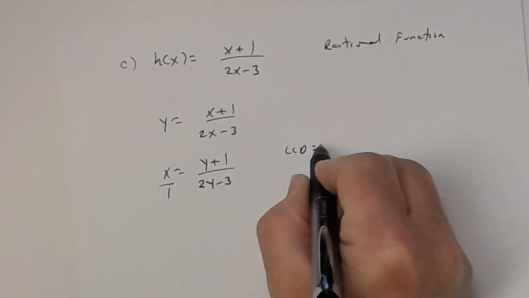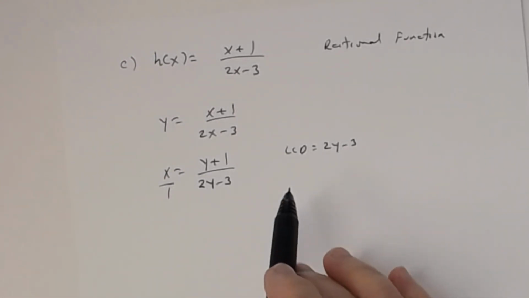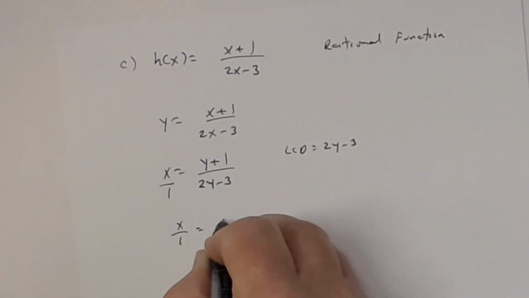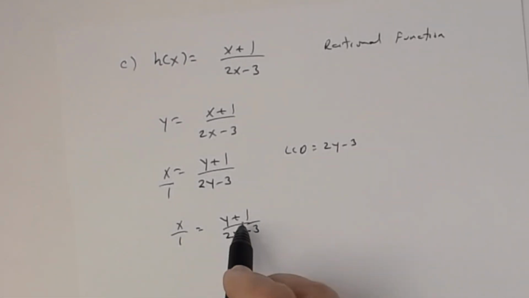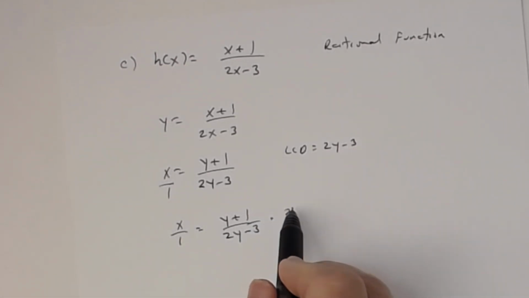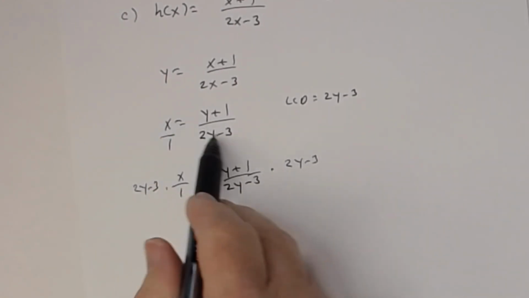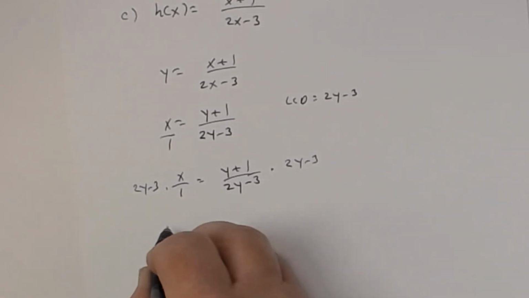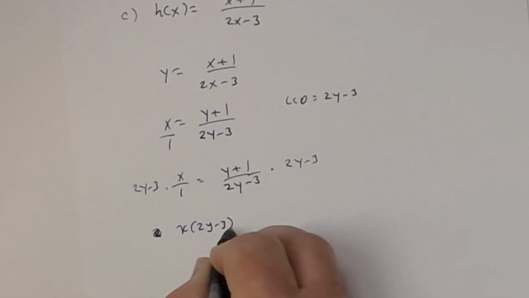One of the things you learned when solving rational equations is that you have to find the least common denominator. So the least common denominator is 2y minus 3. Once I find it, I can multiply both sides by that least common denominator. All right, so let's go ahead and do that. Now remember, cross multiplying gives you that same thing here. So I'm going to write it as x times (2y minus 3), equal.